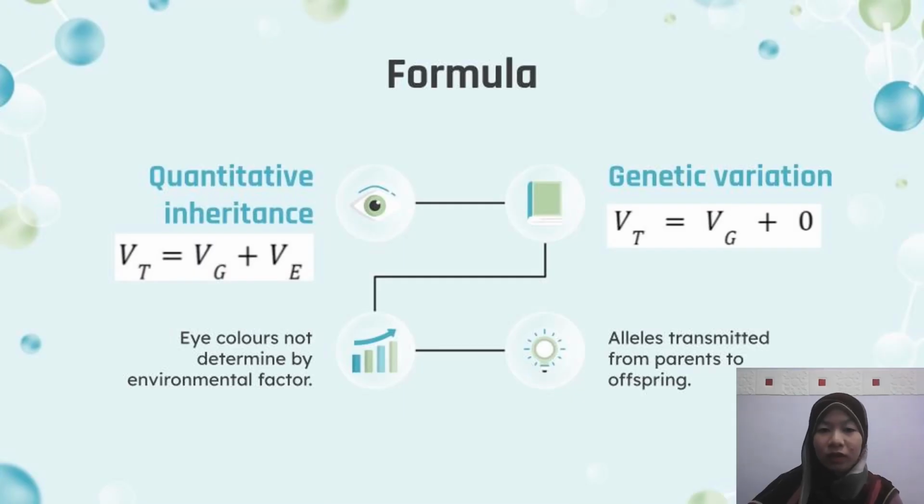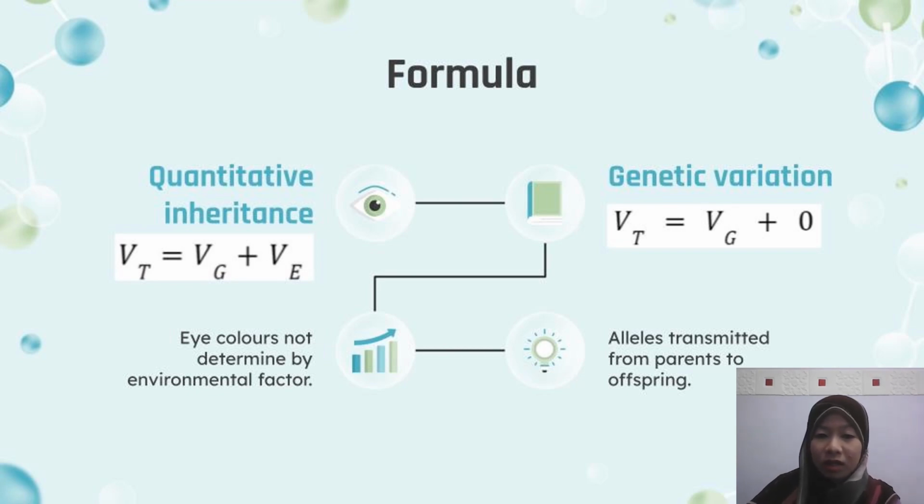To study quantitative inheritance in eye color, we are considering the formula Vt equals Vg plus Ve, whereas Vt is total variance, Vg is the relative amount of variance due to genetic variation, and Ve is the relative amount of variance due to environmental factors.